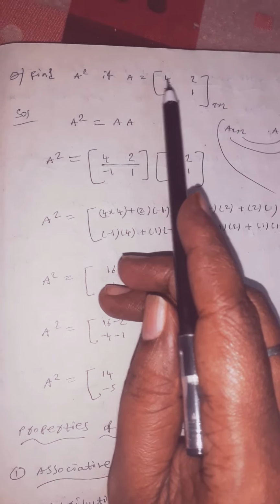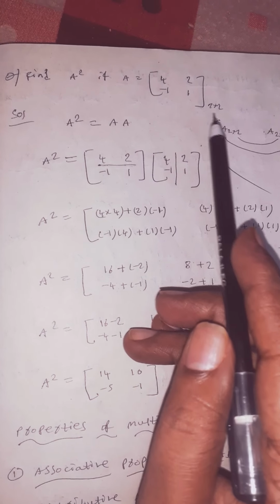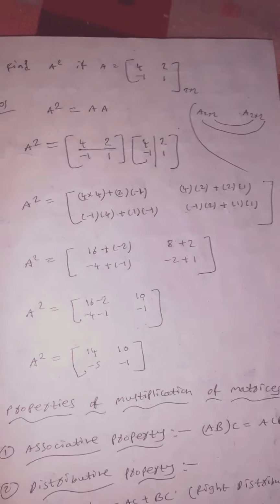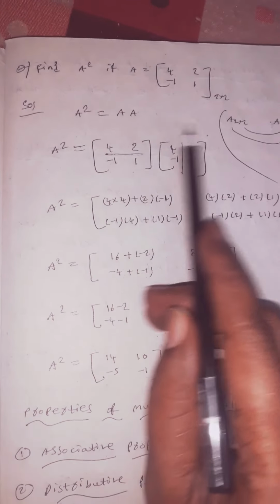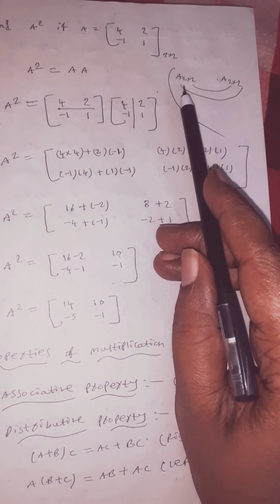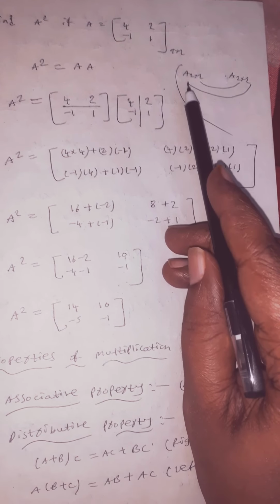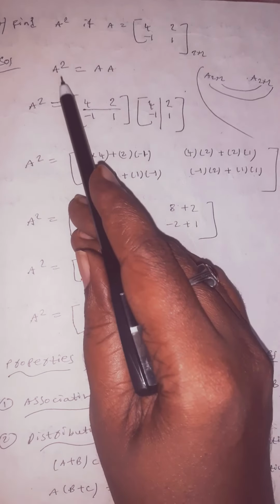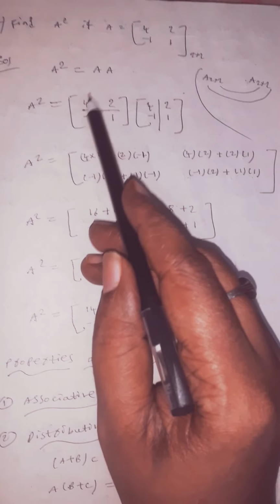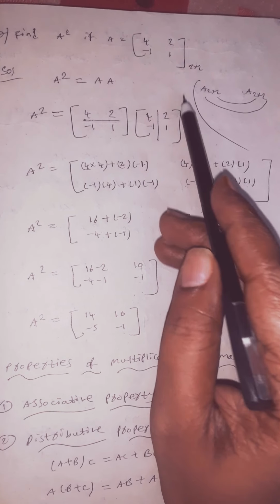So next, find A square if A is equal to 4 2 minus 1 1. A 2 by 2 square matrix I have taken. So A square means what? Here a 2 by 2 matrix I have taken. This and this element are same. So A square means A into A. So I wrote A 2 times.